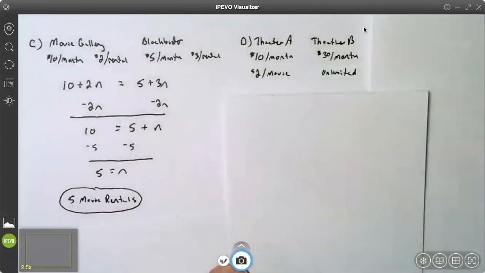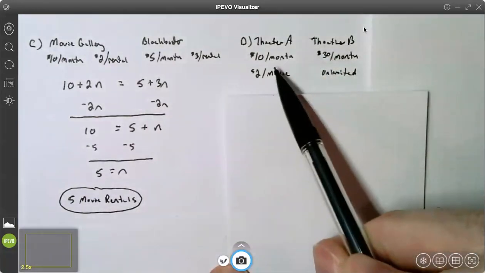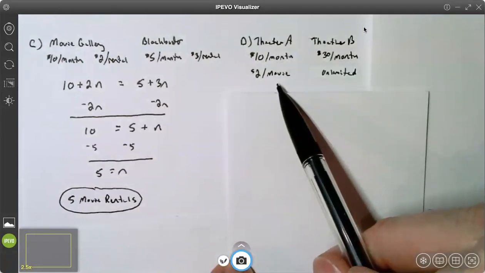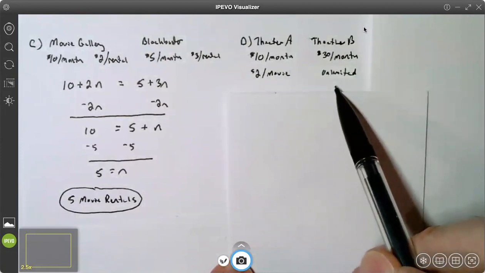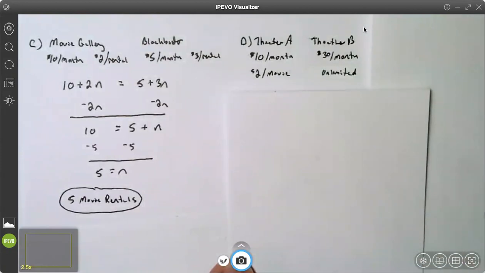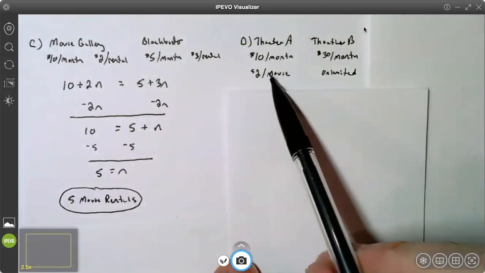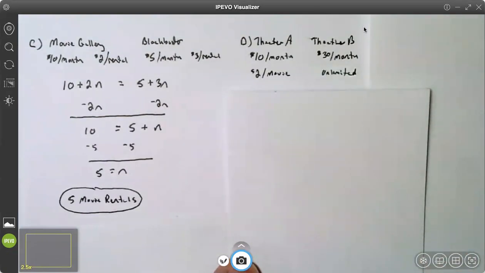All right, on the next problem, we have 2 movie theaters, Theater A and Theater B. Theater A charges $10 per month plus $2 every time you watch a movie. Theater B charges $30 for the month, and it's unlimited how many movies you can watch. You don't have to pay any additional for any movie. If you watch one movie, Theater A, you'll pay $12. If you watch one movie at Theater B, you'll pay $30. But at some point, Theater B is going to start being a better deal. So we're going to do a break-even analysis to figure out when that is.